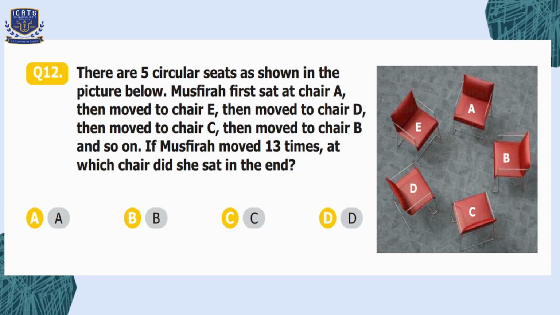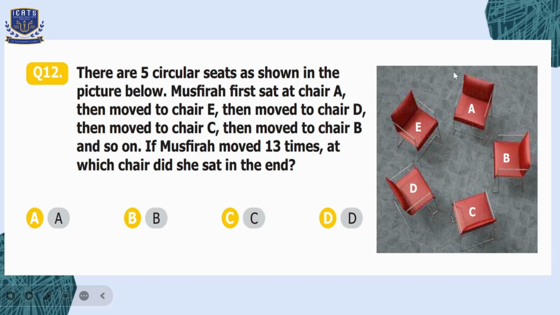So when she was sitting at A and moved to chair E, it was her first move. So when she takes 5 moves, she will be back at chair A. Like A to E first move, E to D second move, D to C third, C to B fourth, and B to A fifth move. So after 5 moves, if she is sitting back again at chair A, then after 10 moves, she will sit on the same chair, which is chair A.